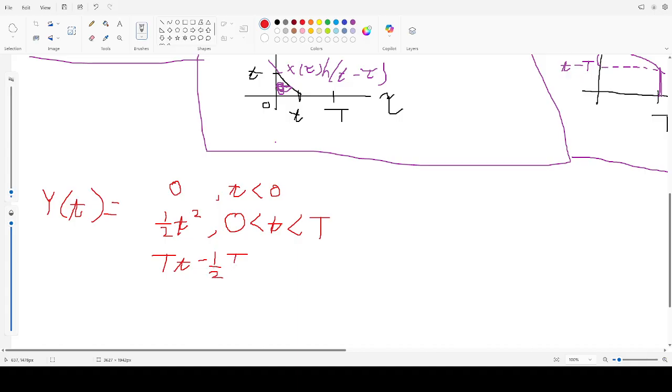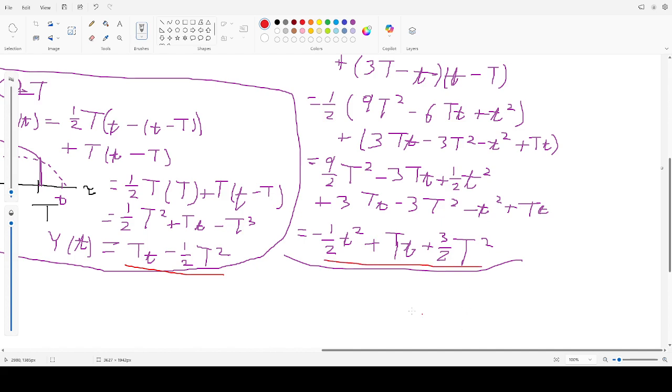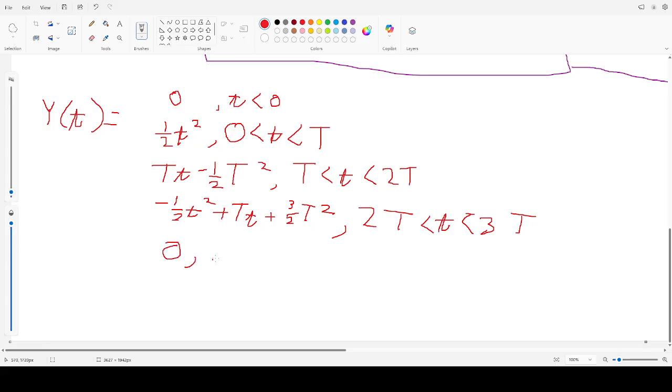1/2 big T squared. This is for little t between big T and 2 big T. Then between 2 big T and 3 big T is this one right here. Minus 1/2 little t squared plus big T little t plus 3/2 big T squared. This is for little t between 2 big T and 3 big T. And then 0 for t greater than 3 big T.